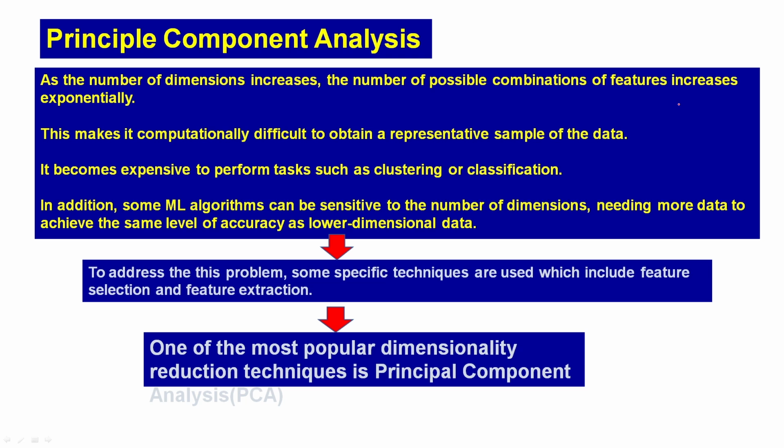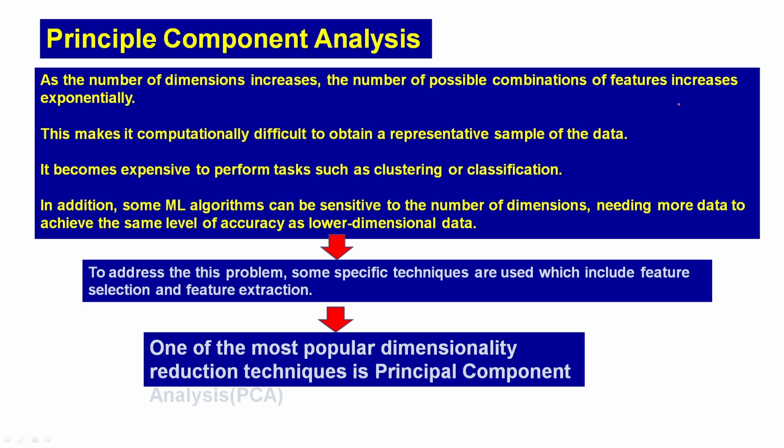PCA is something which is widely used in machine learning. Therefore, we will not talk in much detail, just to give you some idea. As the number of dimensions of any problem increases, the number of possible combinations of features also increases exponentially. If you have n dimensional data sets, the number of features becomes exponentially high. This makes it computationally very difficult to obtain a representative sample of data, and it is also very expensive to perform tasks using clustering or classification.